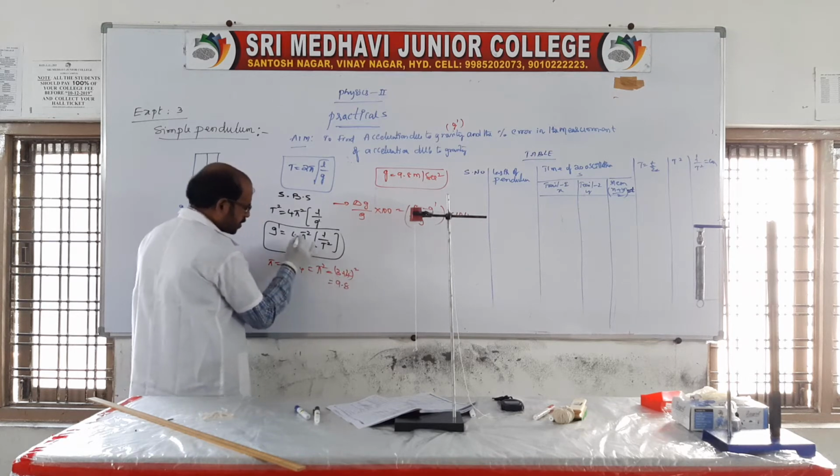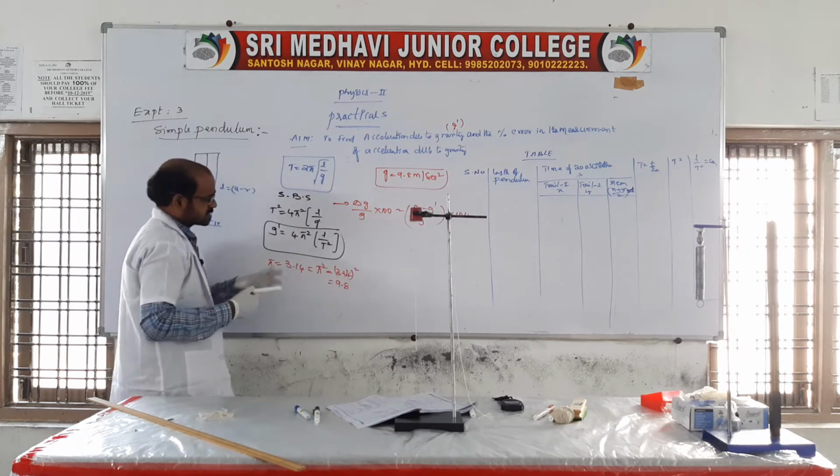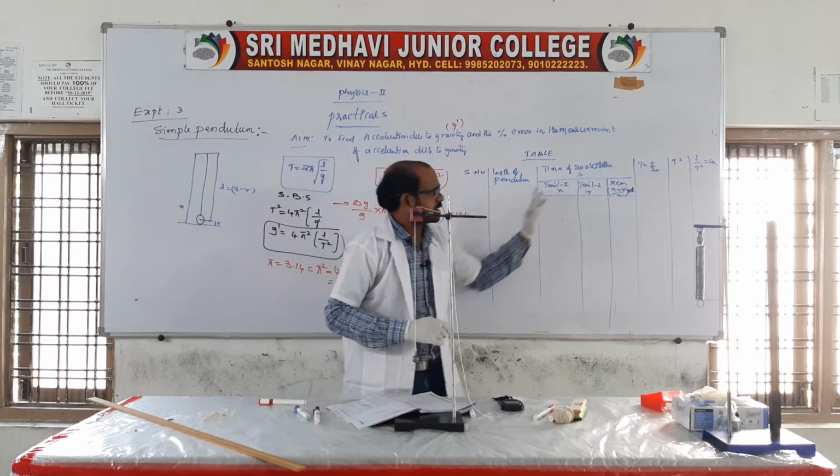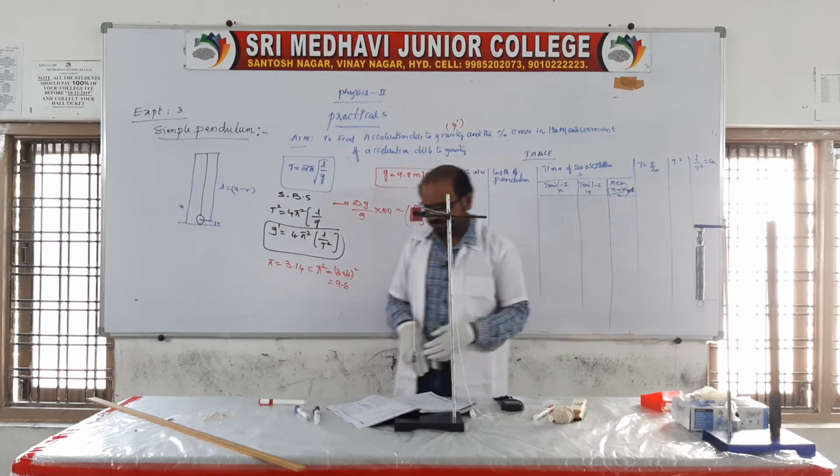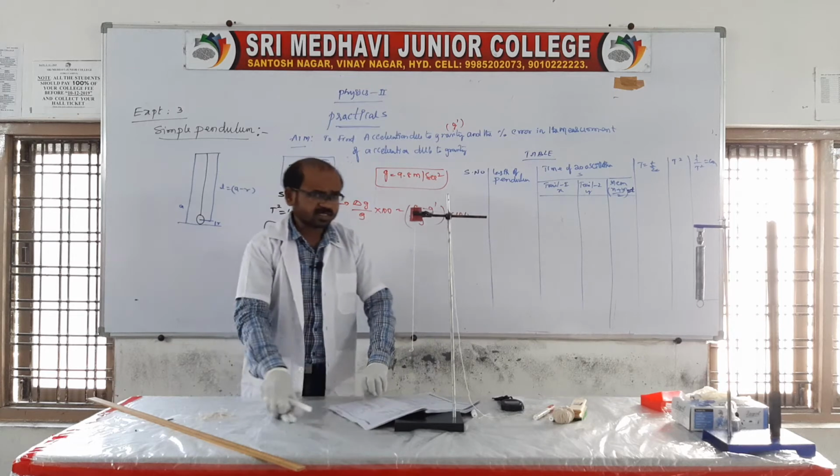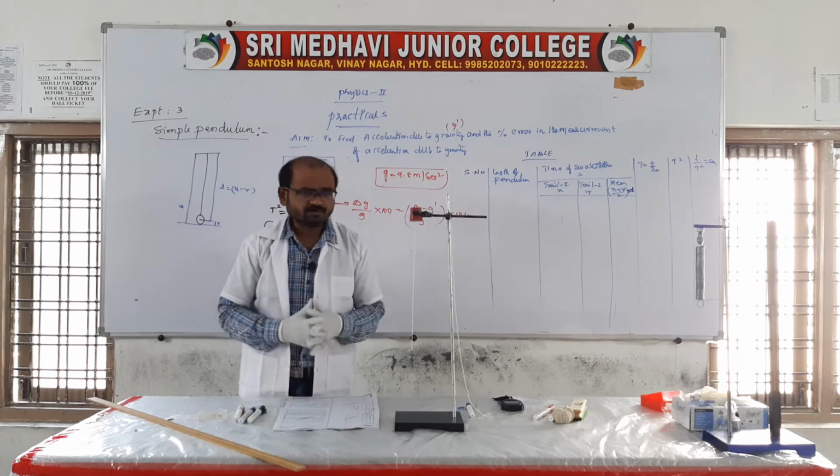Approximately we may get this value, 9.8. L is nothing but the length of the pendulum. T square, however, we are finding the T square also. Now here, we'll start the experiment, how to get these values.